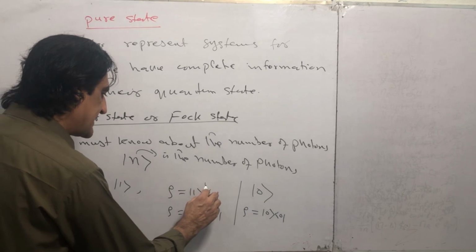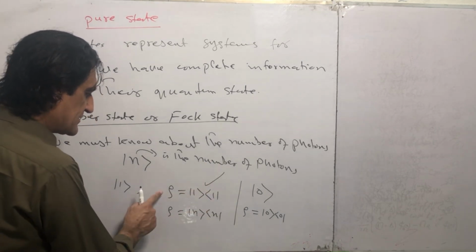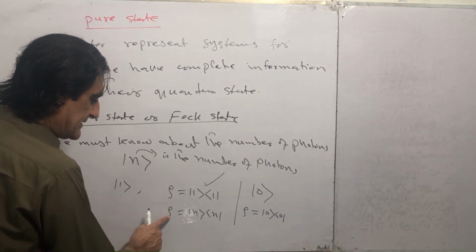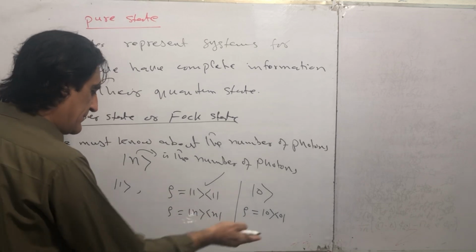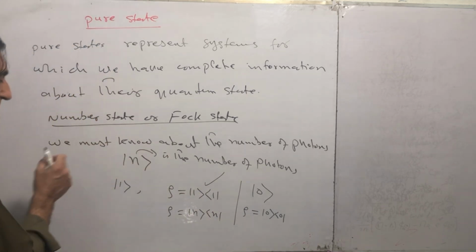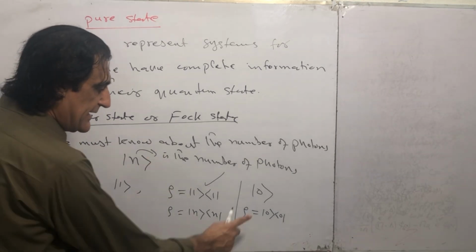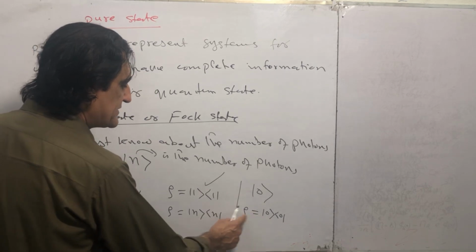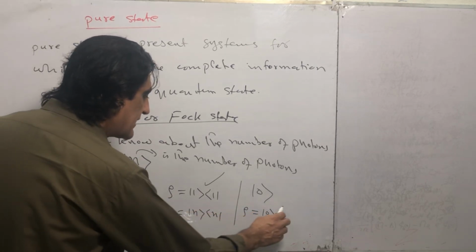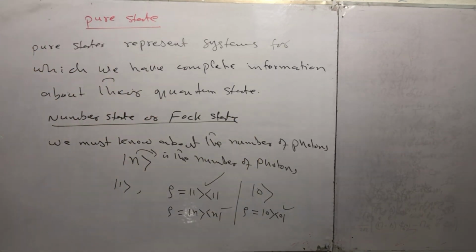So for a single photon, we know the quantum state, so the density matrix can be written like this. And if there are many photons and we know the quantum state, then we must write it in this form. And for a vacuum state, we must write the density matrix like this. So all these are pure states and we know the quantum state.